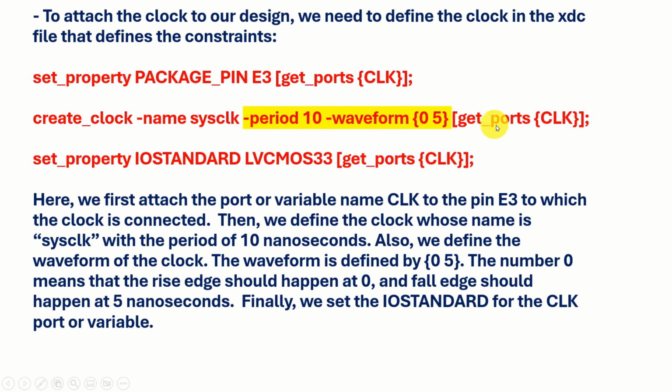And then we connect the clock with the CLK port or the variable CLK that's used in our module. And this is the standard line. Over here we are specifying the IO standard, LVCMOS33, and over here again we are specifying the port name. And that's it. Let's start with implementation.